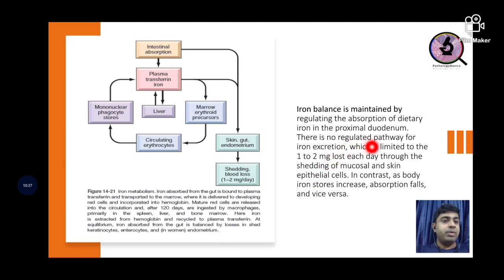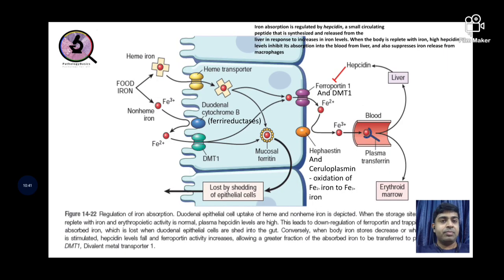So that is the only way that the iron balance is maintained. There is no regulated pathway for iron excretion. 1 to 2 milligrams is lost each day through mucosal and skin epithelial cells, right? And as I told you, as the body's iron stores increase, absorption falls, and vice versa. So this is how absorption happens.